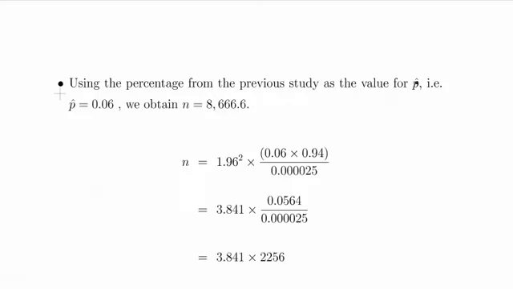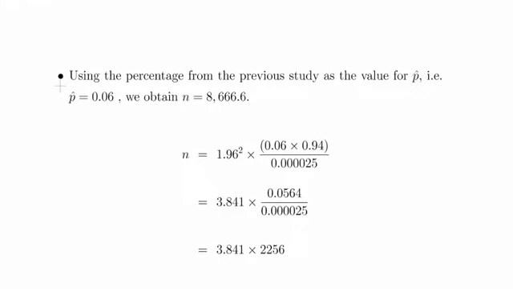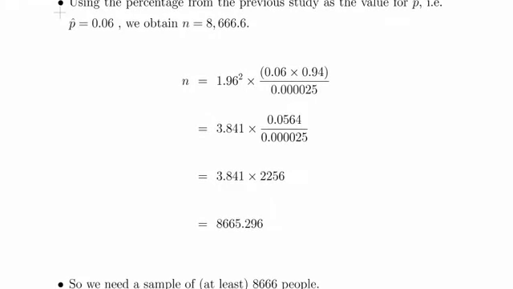Using the percentage from the previous study as the value for p hat, i.e. p hat equals 0.06, we would get approximately, depending on how you are working with your rounding error, 8,666. Actually, that should be 8,665. Let's look at it exactly there. So, using the expression we had before and using 0.06 as our value, we would get 1.96 squared, and that turns out to be 3.841, times 0.06 times 1 minus 0.06, that works out to be 0.0564.